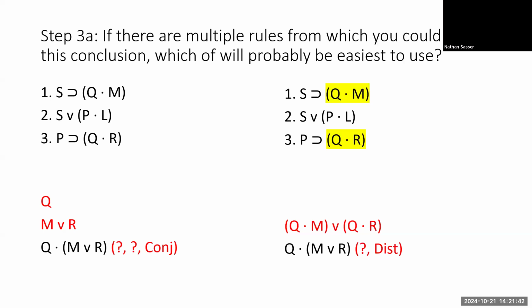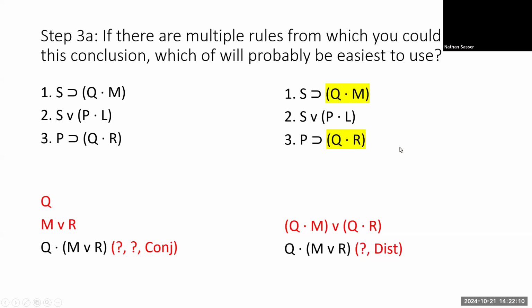If there's multiple rules from which you could prove this conclusion, which is probably going to be the easiest to use? Well, I notice in the premises that I've got both of the disjuncts in my target conclusion. It's a disjunction, right? And one of the disjuncts is Q and M. Well, look, I've got that. All of Q and M is right there in premise 1. And then the other disjunct is Q and R. I've got that too. It's in premise 3.